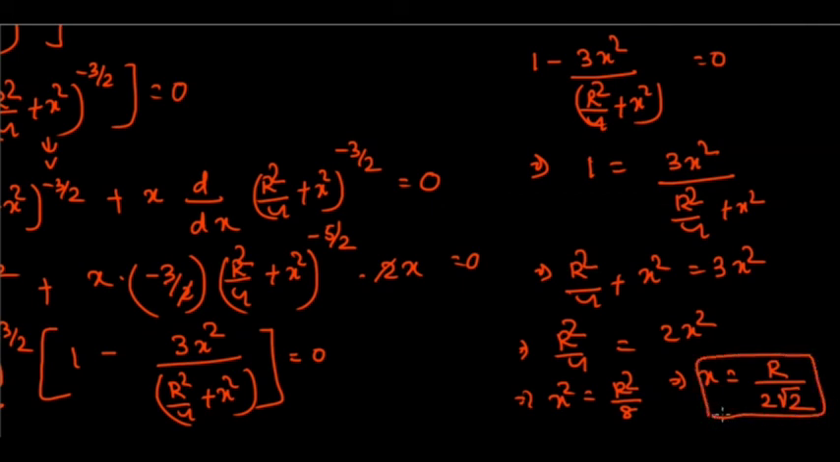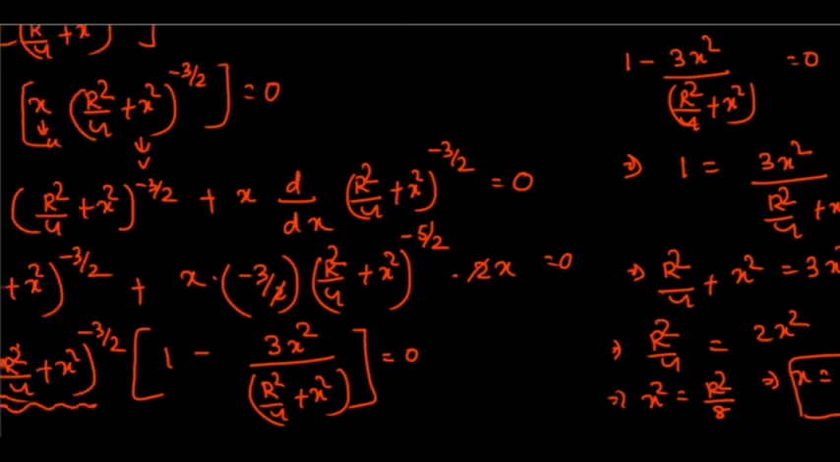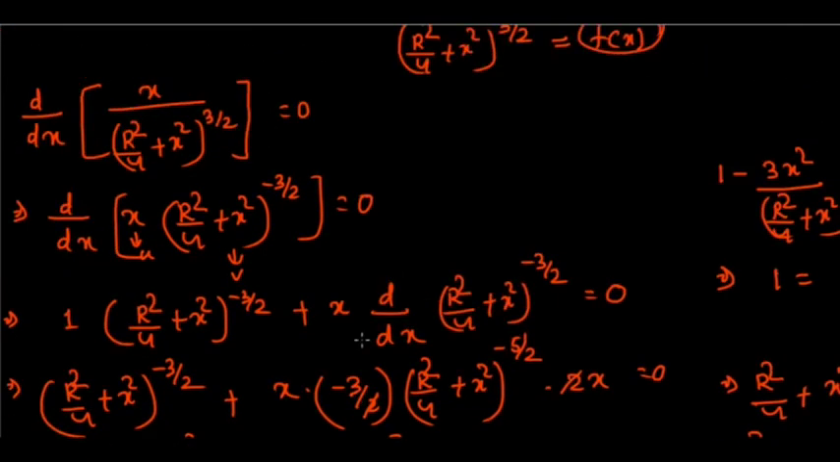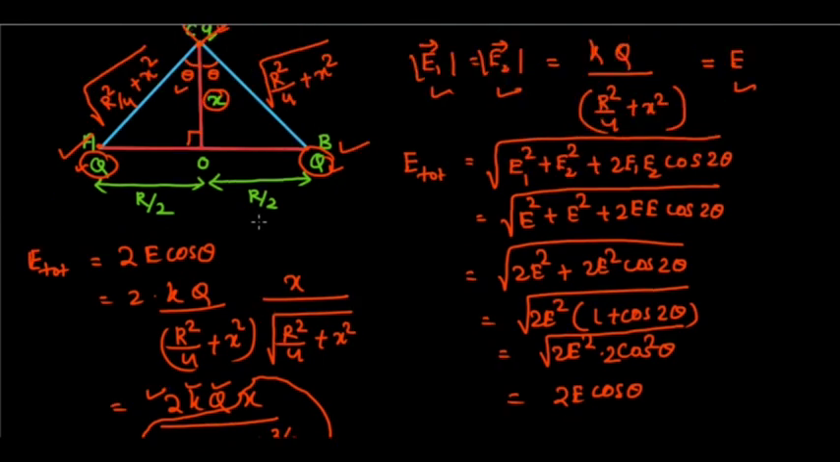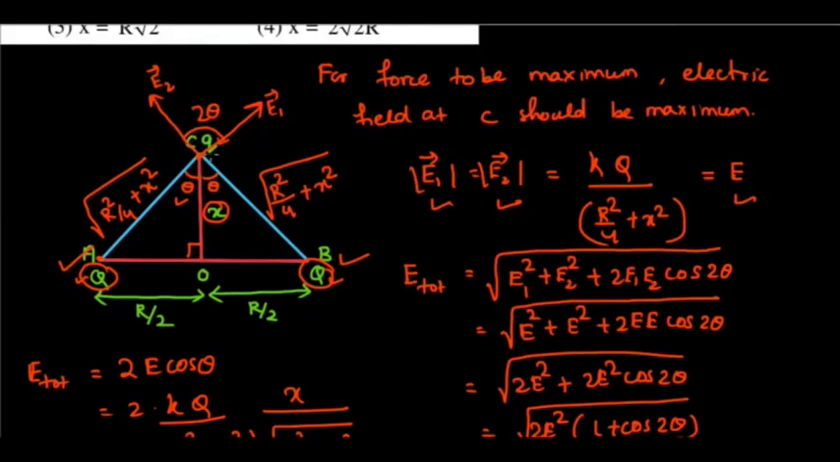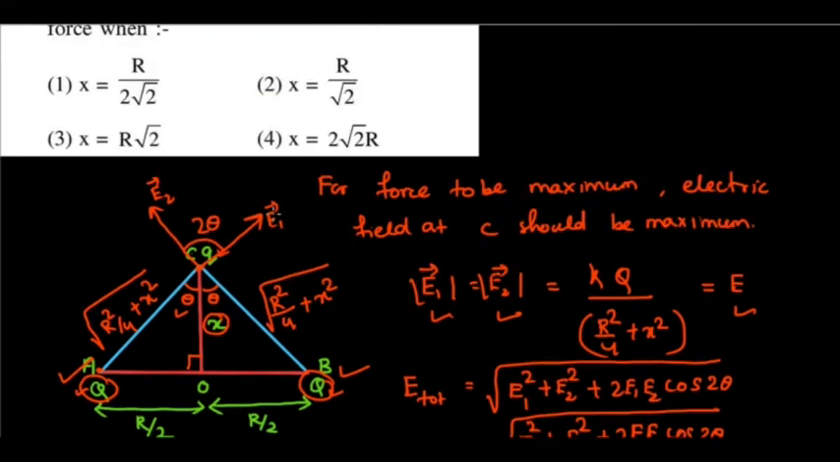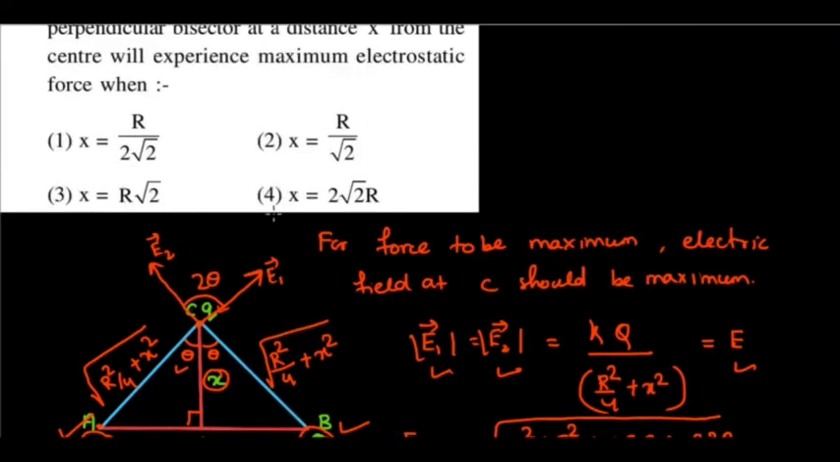So we got that if x equals r by 2 root 2, then this value, x divided by (r²/4 + x²) to the power 3/2, will be maximum. It means the electric field at the point C will be maximum, and hence the charge small q at this point C will experience the maximum electrostatic force. So we got that the first option is the correct one.